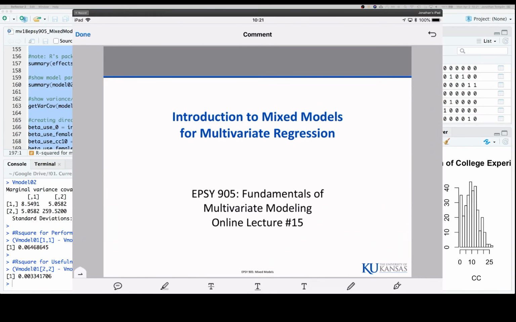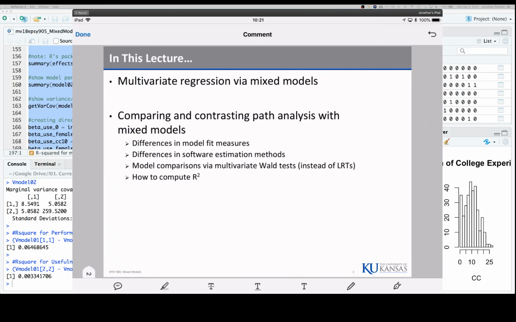Hello, this is Jonathan Templin, and this is a lecture on an introduction to mixed models, in particular with an application to multivariate regression for EPSY 905, Fundamentals of Multivariate Modeling. In this lecture, we're going to talk about multivariate regression, but we're going to do so with mixed models.